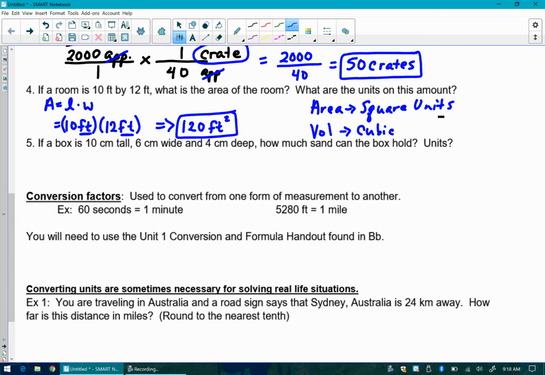That problem is asking you how much sand the box can hold, so that is filling something. That's referring to volume. So in example 5, you're going to be doing volume, and that's going to entail giving you cubic units.